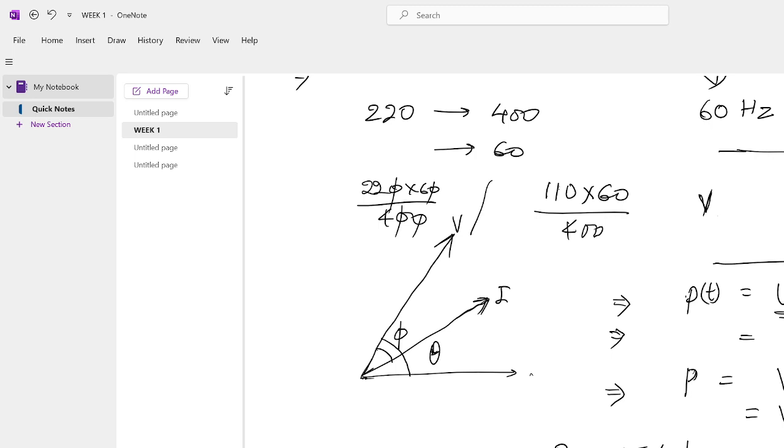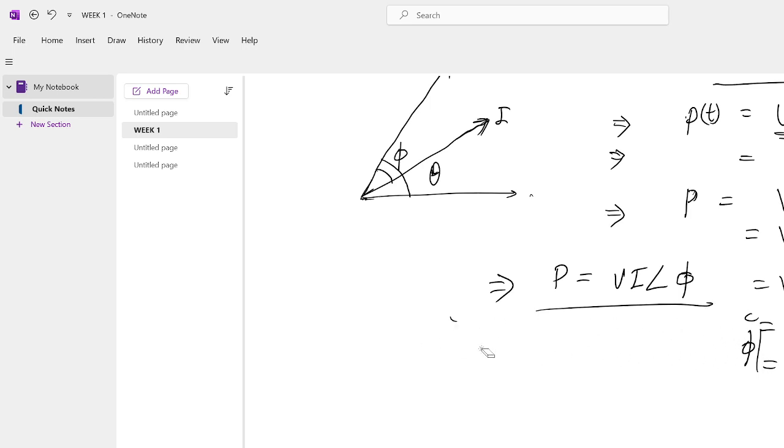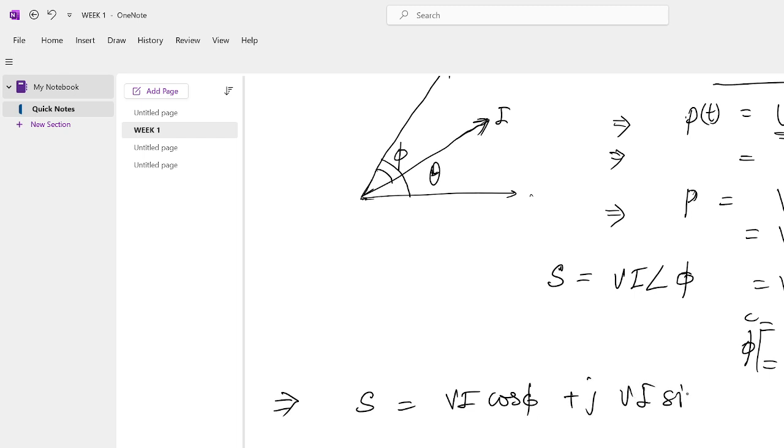which is also known as apparent power, sir. Yes, total S we will get, this is called apparent power. Let me write it clearly. Instead of P, there should be S, sir. Yes, we should write S. S is apparent power. So S is equal to V I cos phi plus j V I sin phi. This is your apparent power.